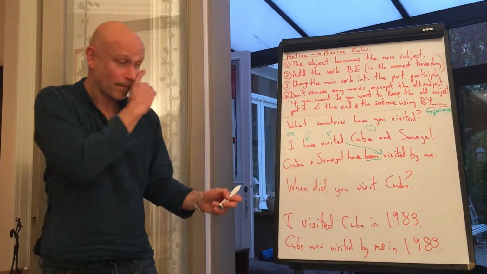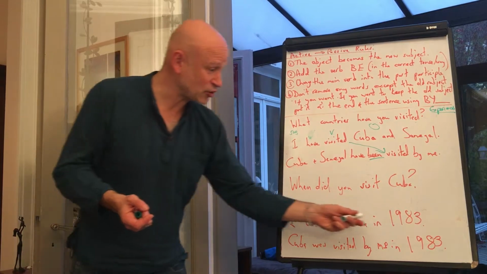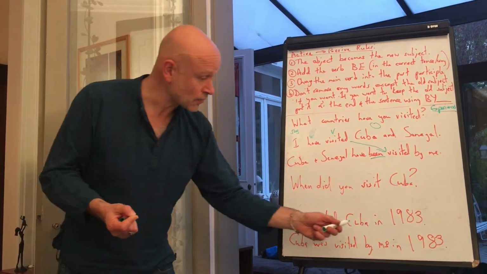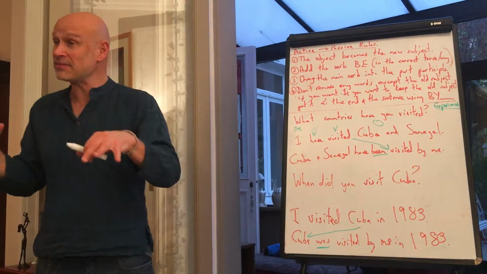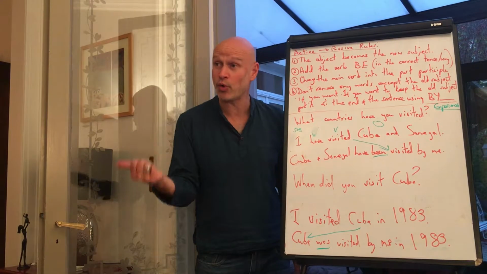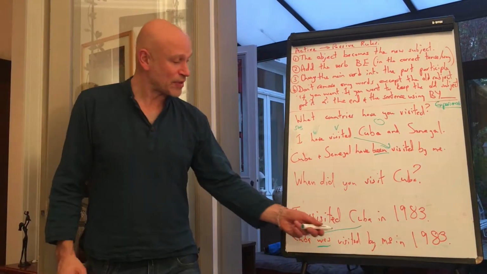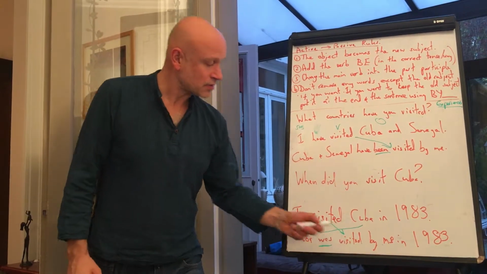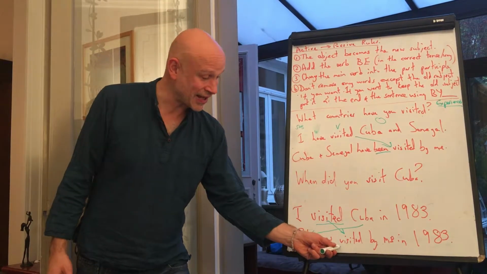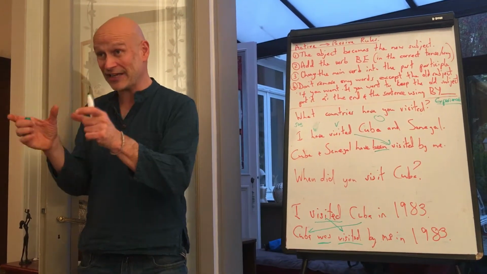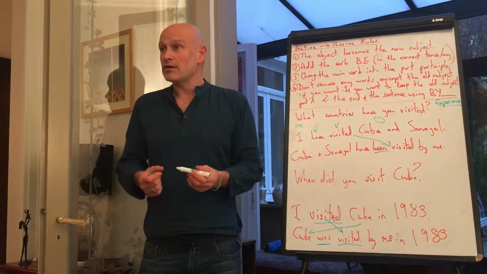When did you visit Cuba? Past simple. I visited Cuba in 1983. Cuba is the object. We add the verb to be. Now, because it's past simple, we need to use the past simple of the verb, either was or were. Because it's it, we say it was. And then we add the verb and we change it to the past participle. So this was past simple, and it's now the third column. But obviously, once again, regular verbs don't change. They look exactly the same in both.